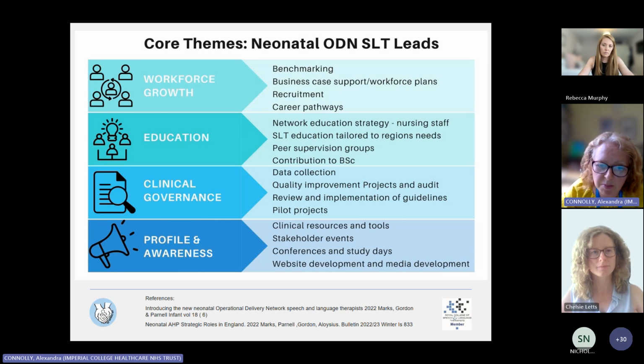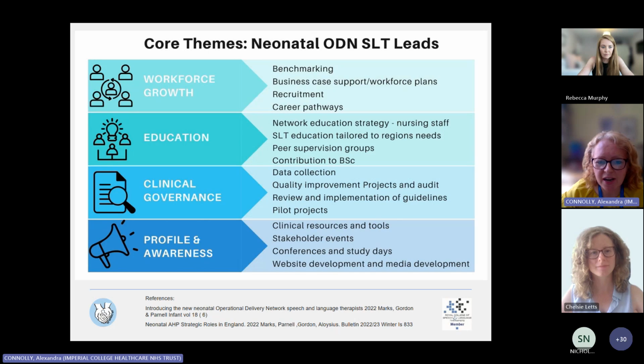From a clinical governance perspective, we might be involved in writing and producing guidelines, and contributing to multidisciplinary guidelines. I know in some regions they've had pilot projects with charity funding, looking at the impact of having an SLT on the unit, or supporting quality improvement projects. And just like we're doing today, a lot of the work that we do as network leads is to raise the profile and awareness for our profession. That will be attending events like today, producing clinical resources that can be shared, conferences, and social media and website development.